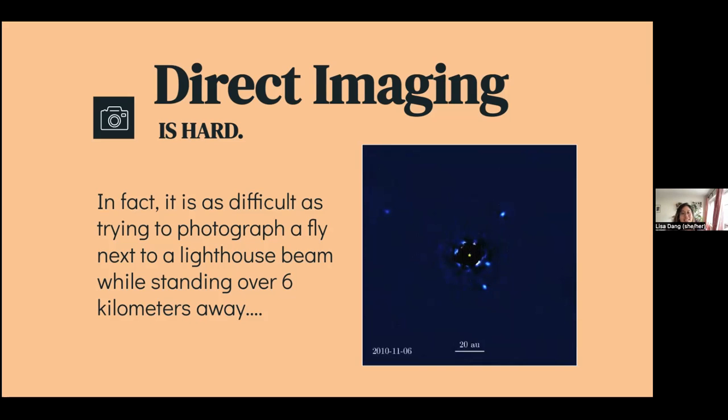Even then, we often have to suppress the light coming from the star. We have to do this fancy process where we suppress the flux from the star in order to improve the contrast between the planet and the star. The resolution of these images is also extremely high, so you need a very large telescope.